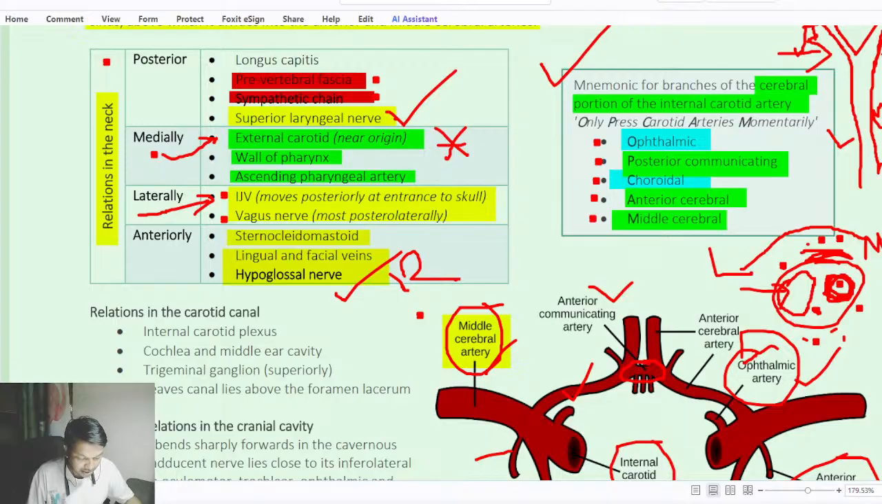The ophthalmic artery passes through which foramen? Optic canal. Okay, so the ophthalmic artery goes with the optic canal, and the ophthalmic vein through the superior orbital fissure.